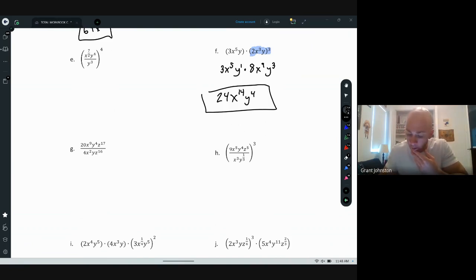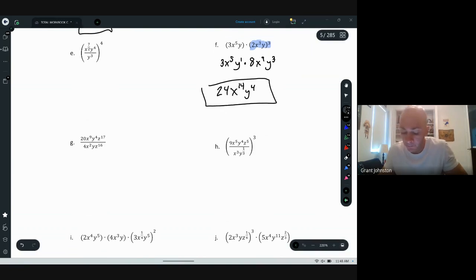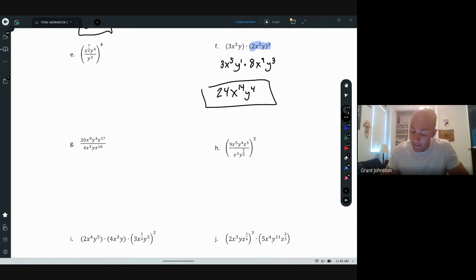Let me do H. So I'm going to bring that 3 in. So I'm going to do 9 to the 3rd. Well, 9 to the 3rd is 9 times 9 times 9. If you don't know that, just use the calculator. That's going to be 729. X to the 4th to the 3rd would be x to the 12th, because 4 times 3 is 12. And again, 5 times 3 is 15. So it's going to be z to the 15th.